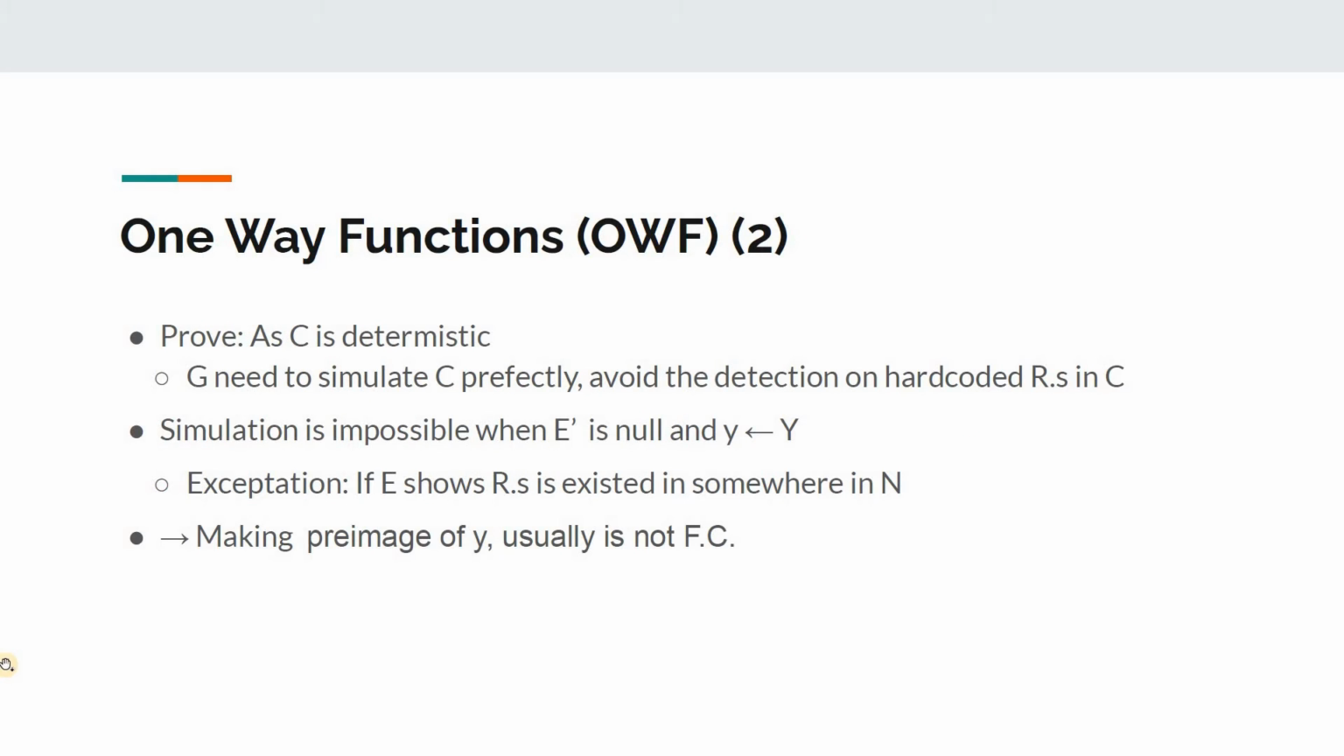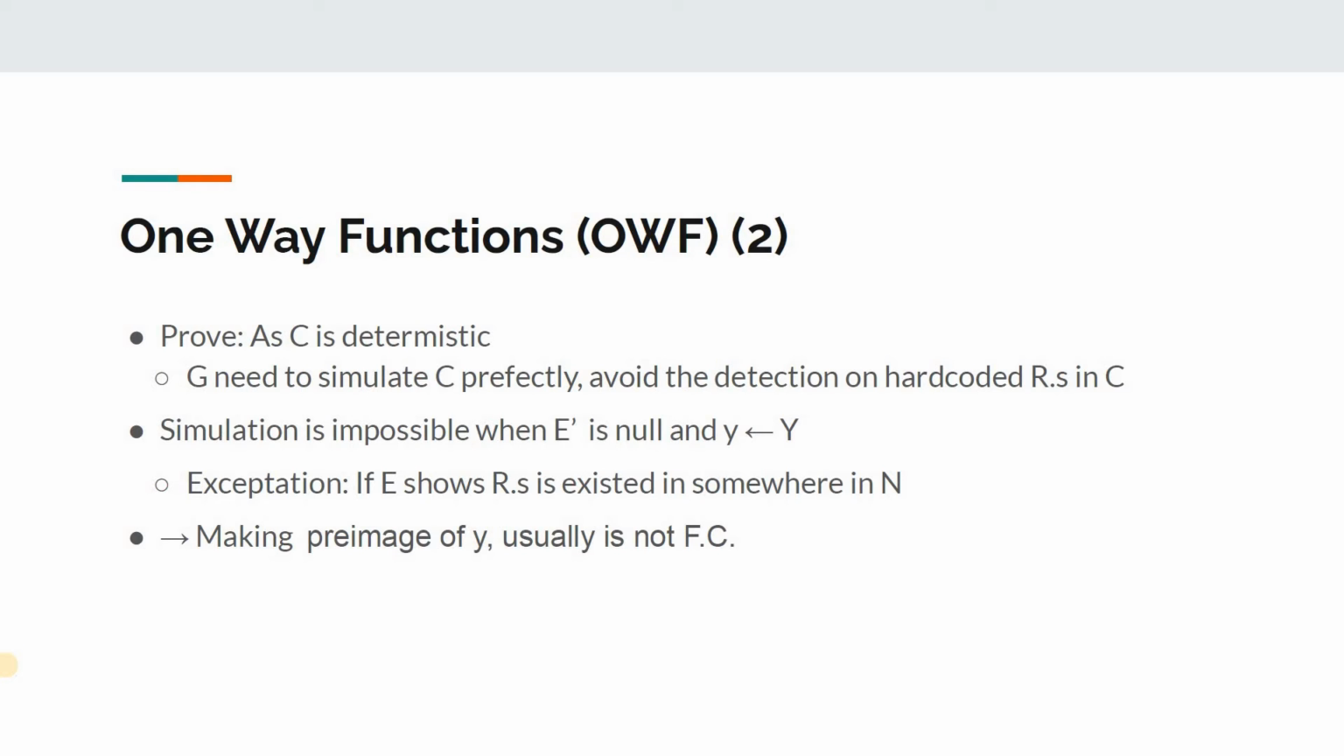Previously we presented a lemma, and we can prove it as C is deterministic, so G needs to simulate C perfectly to avoid detection of the hardcoded S in C, so it is proved. And one more thing about the simulation: the simulation is impossible when E is null and y is a fixed small y, except if E shows that RS exists somewhere in nature.